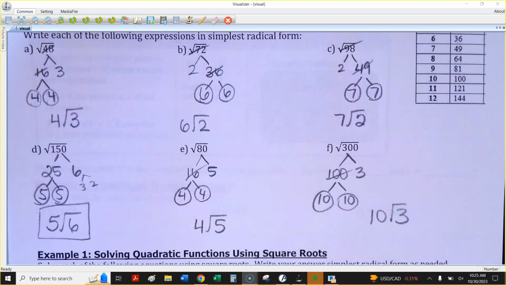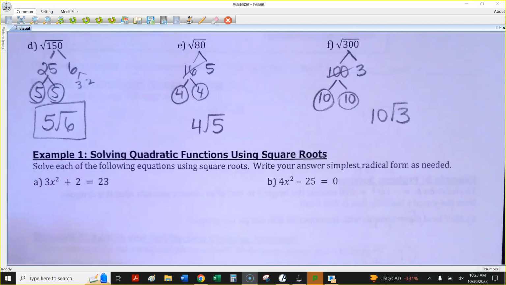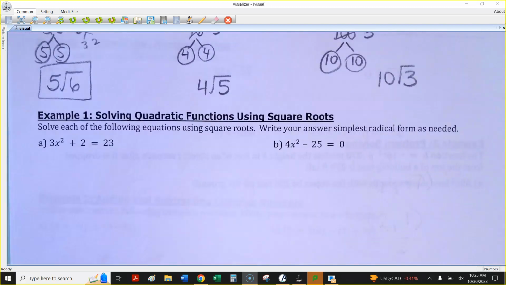Some of them will have a radical like these, where you have to break it down a little bit. All right, now, here's what we're going to see. We have done 2 methods for solving quadratics: we did factoring and we did graphing. And now we are going to work on the 3rd method, which is solving using square roots, which is why I wanted to review that today.